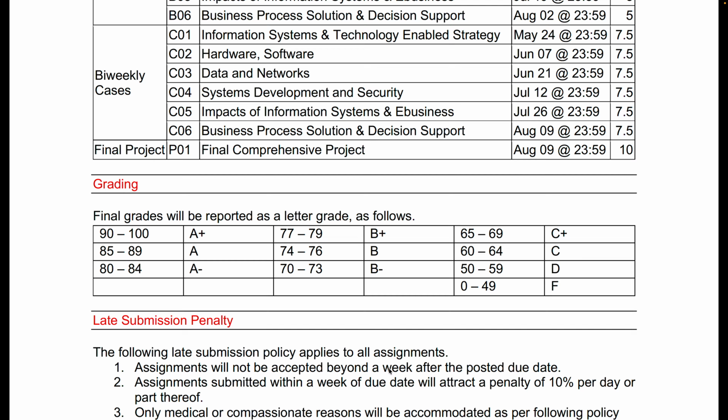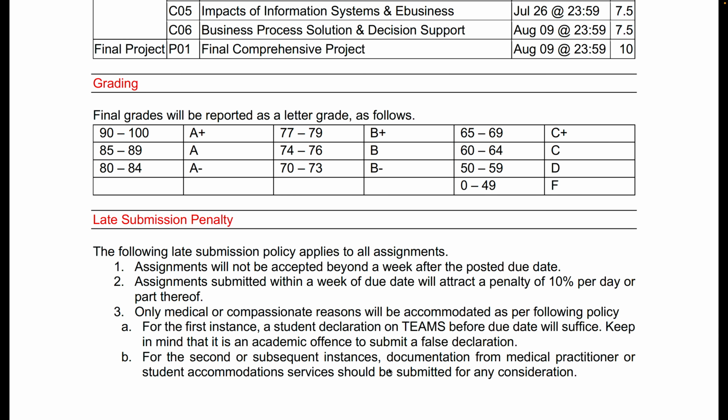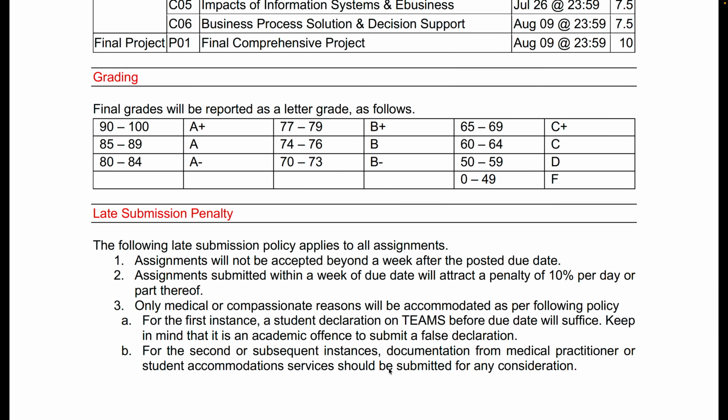The course is self-paced. You can complete the assignments a week ahead or even 2 weeks ahead sometimes, but you cannot allow it to be delayed beyond the scheduled date and time. So there is an enforcement of the late submission penalty. So assignments delayed beyond a week after the posted due date will not be accepted.